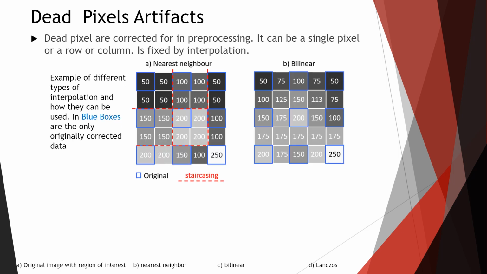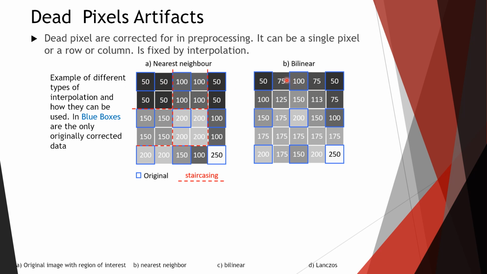Here are some different examples of interpolation and how they can be used. The blue boxes are the only originally corrected data. The nearest neighbor technique is one technique, where the data here is being corrected by the nearest neighbor. So it has this data, it's just filling in these gaps here. We have the data here, it's just making all this 100 with this staircase, so it's just blocking off an area and filling that in, okay?